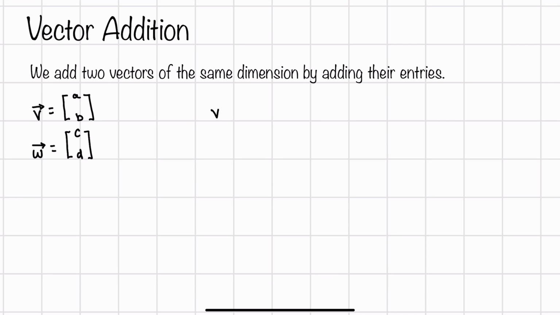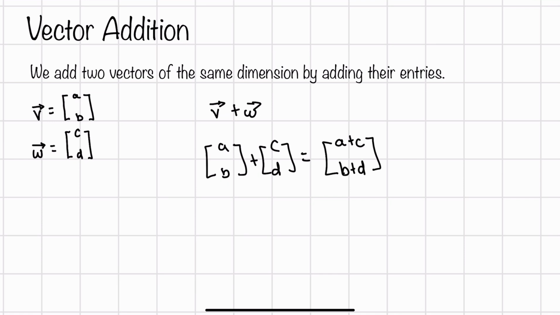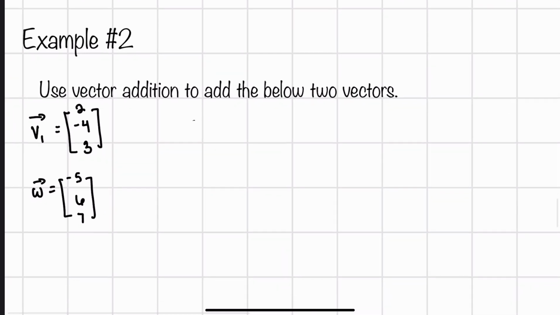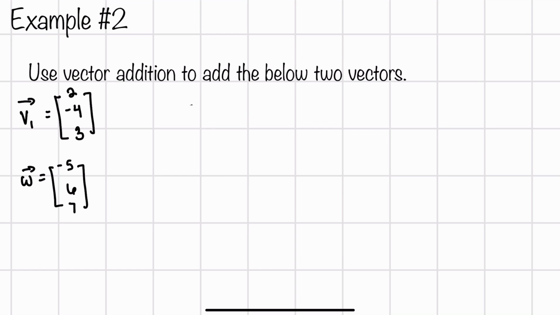So let's go ahead and add in vector v plus vector w, substituting in ab plus cd, and then adding our first row, which is a plus c, we would get a plus c, and then adding our second row, we would get b plus d. So the sum of vector v and w creates a new vector, which is a plus c and b plus d.